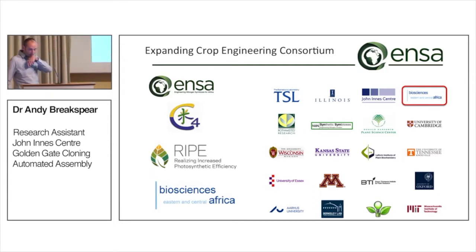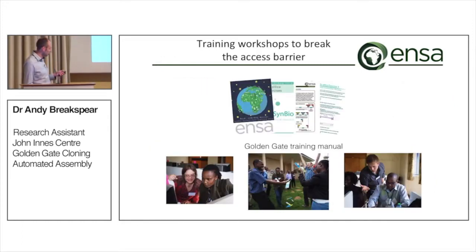Of course, it doesn't really matter how good your platform or pipeline is. You only get good stuff out if you put correct designs in. And so really an integral part of what we've been doing is to provide training to break the access barrier and to understand how Golden Gate works and how you design a construct. So we put together an instruction manual which covers the whole process of designing these things in silico to actually building them in a lab-based environment.